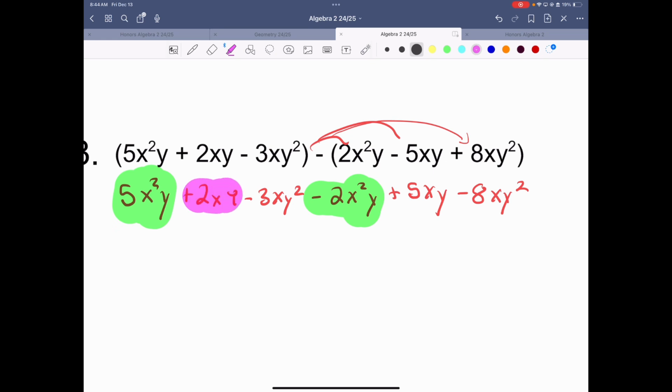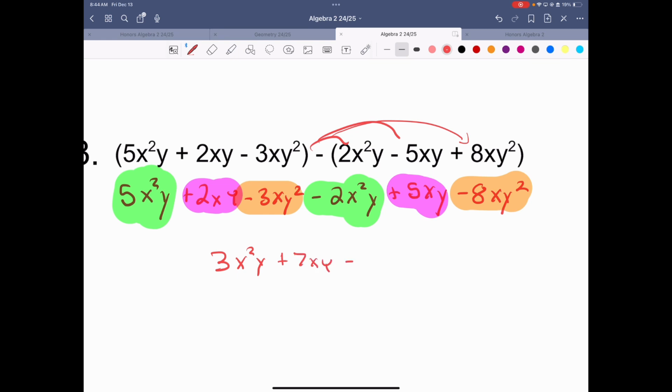I've got 2xy and 5xy. I've got negative 3xy squared, and so there are my like terms. And I just combine them. So I combine the greens, 3x squared y. And remember, variables and their exponents remain exactly the same when you're adding and subtracting. That doesn't change. Plus 2 plus 5 is 7.